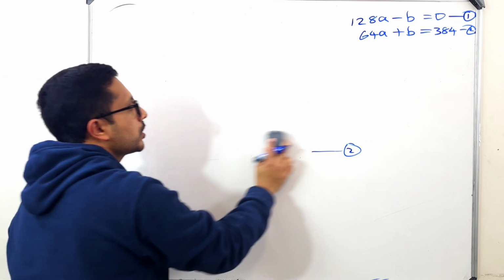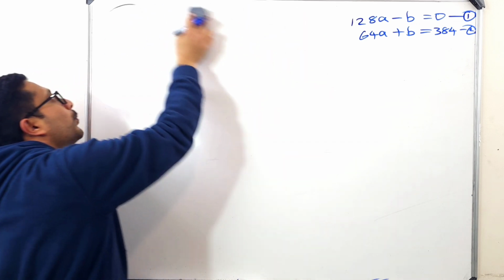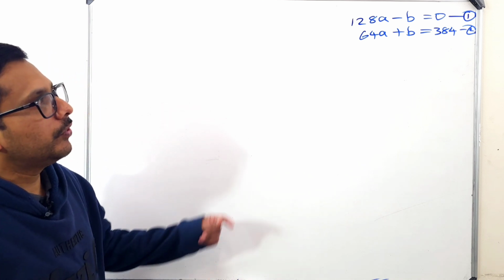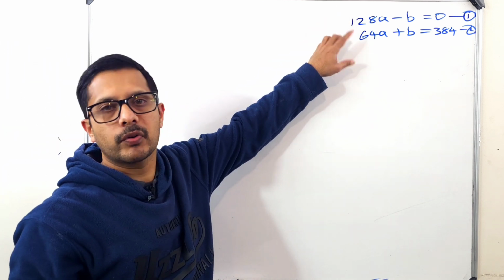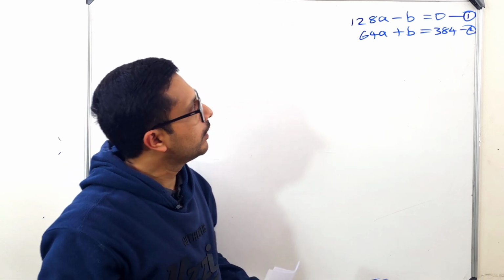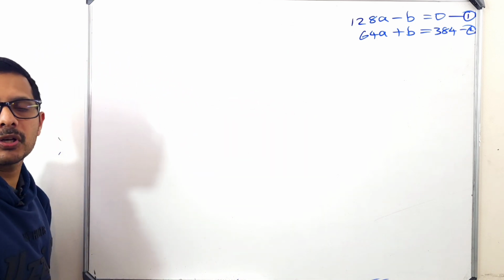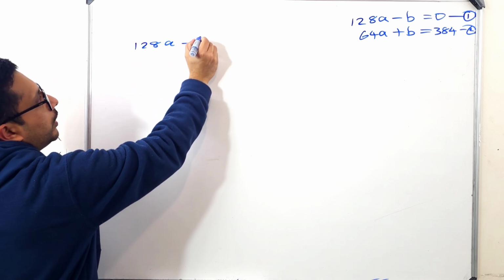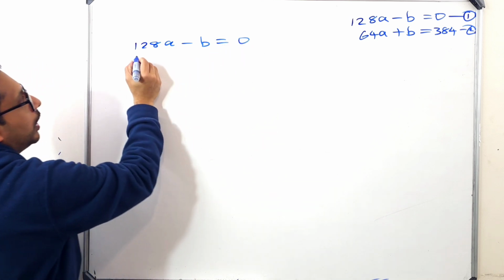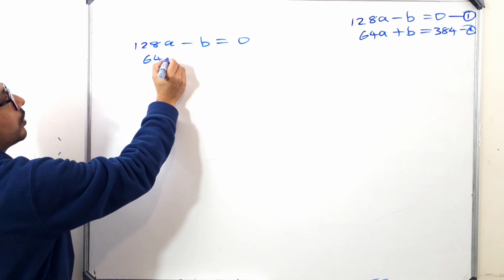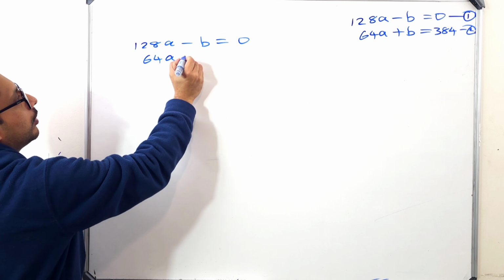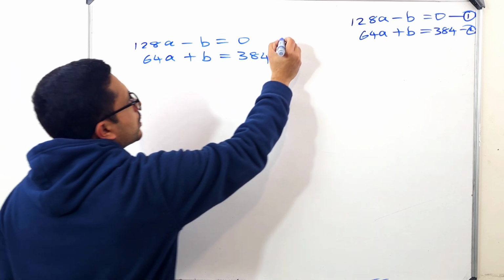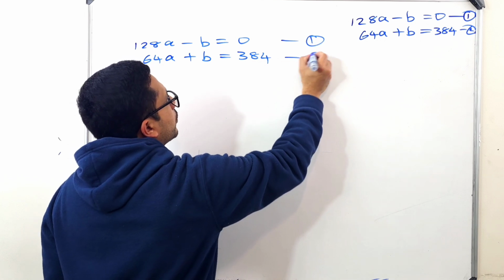In effect, what is the question? We didn't read the question yet. What is the question? We have to find what? Calculate the values of a and b. So we have to simultaneously solve this and try to find the values of a and b. So how can you find the values of a and b in these equations? 128a minus b is equal to 0, and the second one is 64a plus b is equal to 384. This is our equation number 1 and this is our equation number 2.